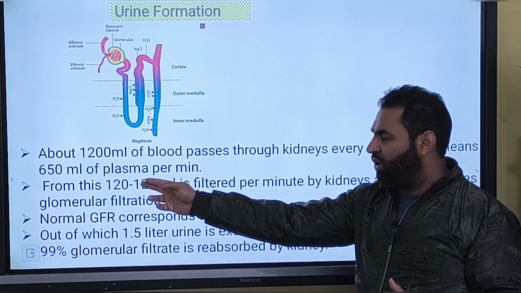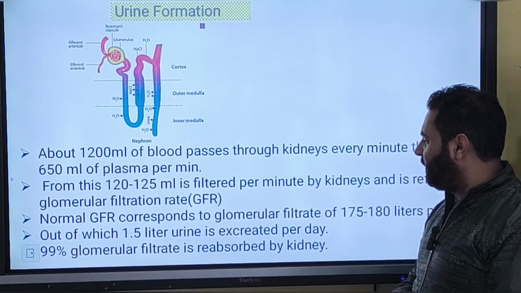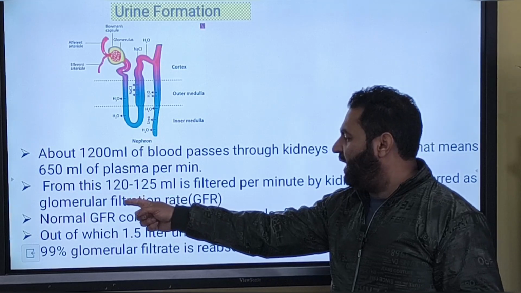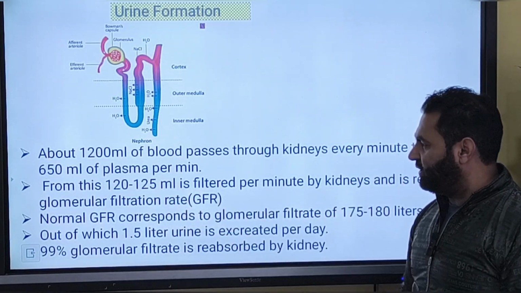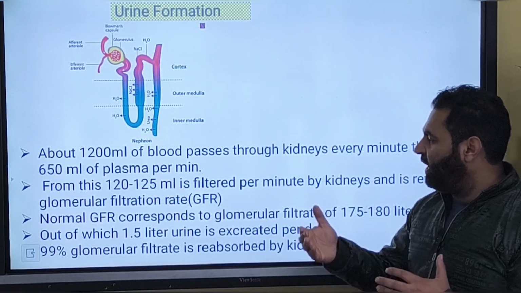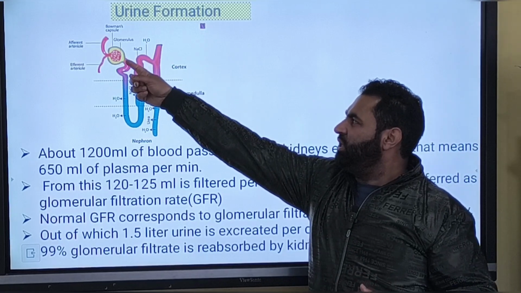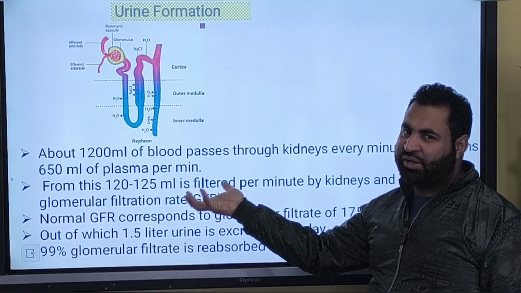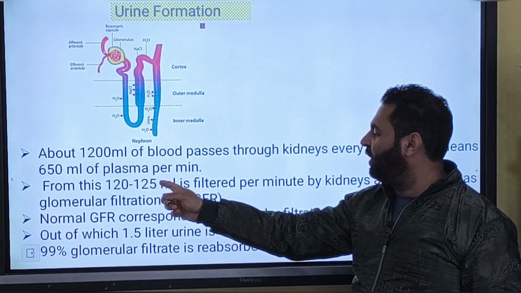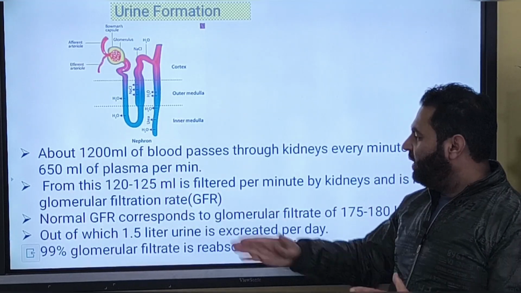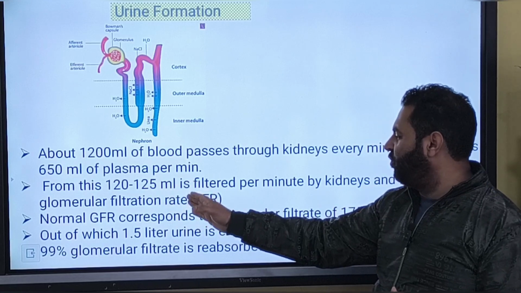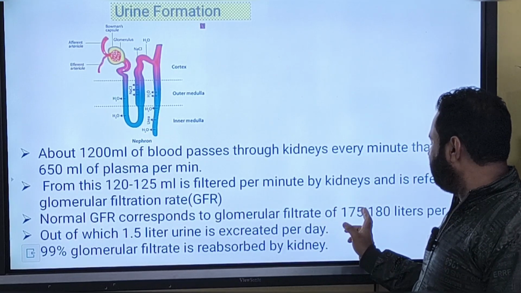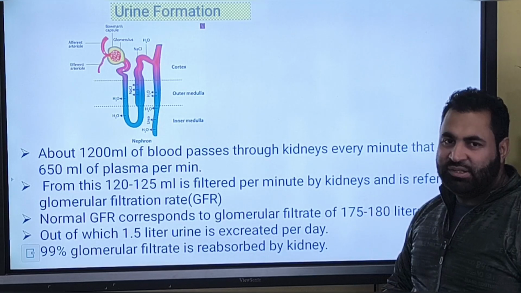From this, 120 to 125 ml is filtered per minute by the kidney, and it is referred to as the glomerular filtration rate. The rate at which the glomerulus filters the blood is the glomerular filtration rate. It is 120 to 125 ml. If we calculate the volume for 24 hours, that will come to 175 to 180 liters.